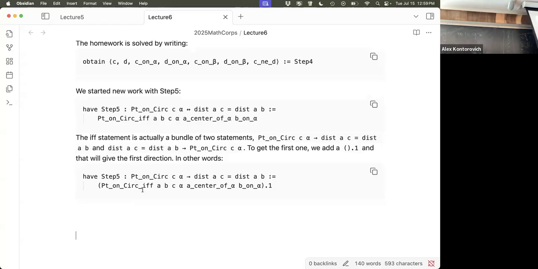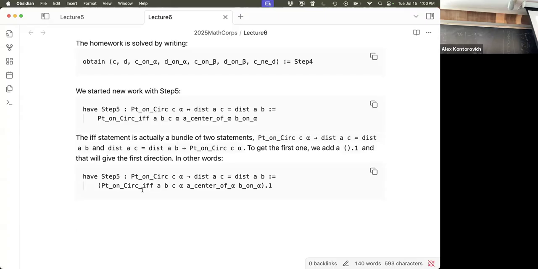The if and only if statement is actually a pair of statements. It's point on circ implies this distance is equal to that distance, and separately, the distance equal to distance implies that C is on alpha. That's what if and only if is. It's two statements bundled together. We don't want the second one. We don't know that the distances are equal. We're trying to conclude that the distances are equal, but we do know that C is on alpha. And so we'll use this dot one notation to say we want just the first direction.